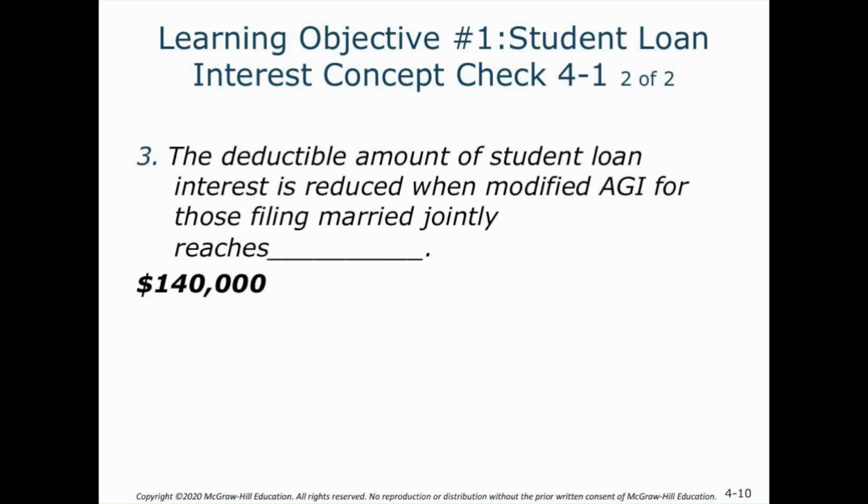Concept check 3. The deductible amount of student loan interest is reduced when the modified AGI for those filing married jointly reaches 140,000, and is completely phased out once it reaches 170,000. But the answer for the concept check is 140,000.